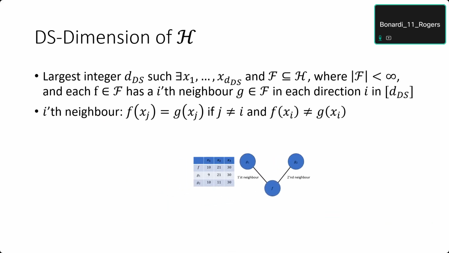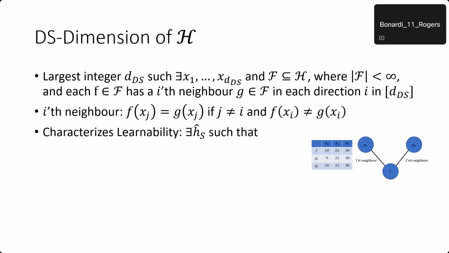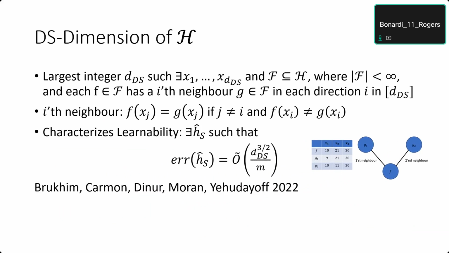So you can define this dimension, and it has rather recently been shown that it actually characterizes multi-class learning. The upper bound was shown by Brukhim, Carmon, Dinur, Moran, and Yehudayoff, who gave an algorithm which obtained this upper bound. Recently, it was also sharpened by Hanneke, Moran, and Zhang.